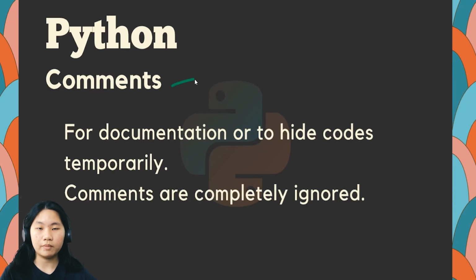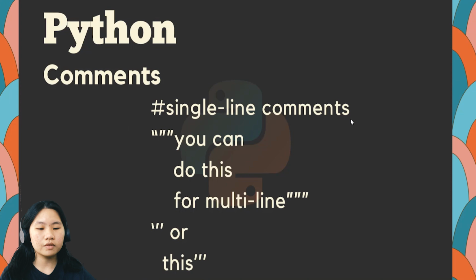Next up, comments. As you know, comments are mainly for documentation, or to hide code temporarily to prevent it from being executed, so you can test different parts of code as well as debug it. And like many others, comments are completely ignored. So this is a single line comment. Okay, you can do this, single line, or if you want a multi-line with the same symbol, you can just simply write it on another line, and just like that, all right?